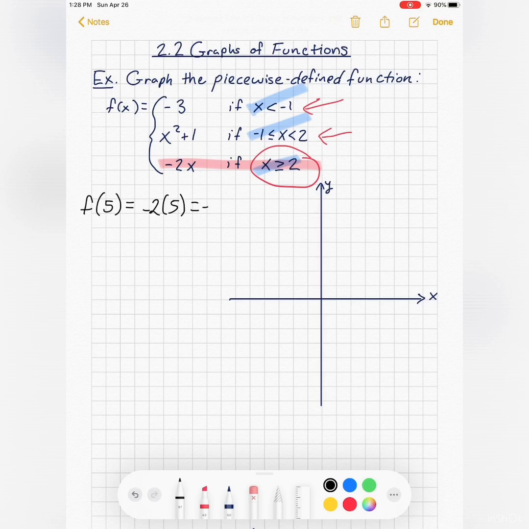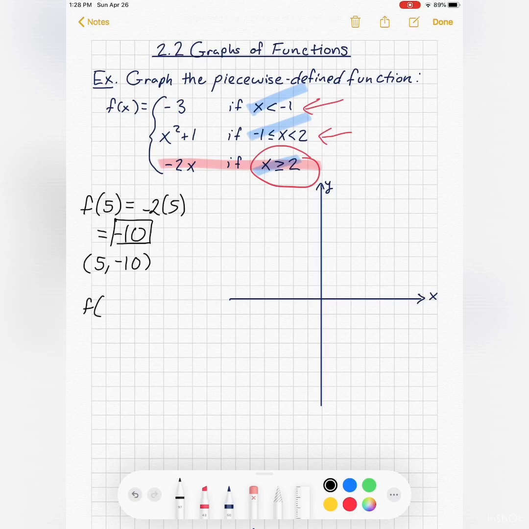So the result is -10. Okay, so what did I find? Well, I actually found a point on the graph. That would indicate that the point (5, -10) is a point on the graph of this piecewise function. I can keep on doing this.